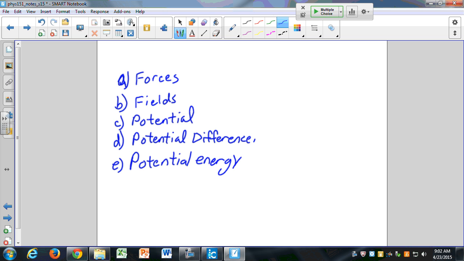All right. So first of all, which of these must have two or more charges to be in effect? Forces, fields, potential difference, or potential energy? Which of those are required to have two or more charges to occur? Only one of them requires two charges. All the others can occur with just one charge.